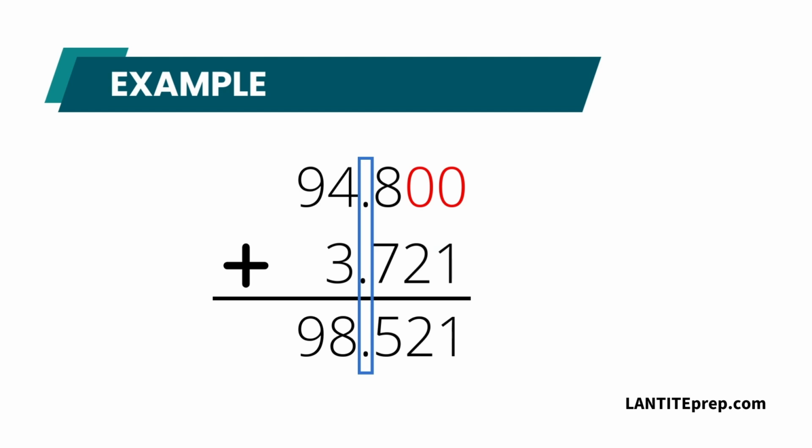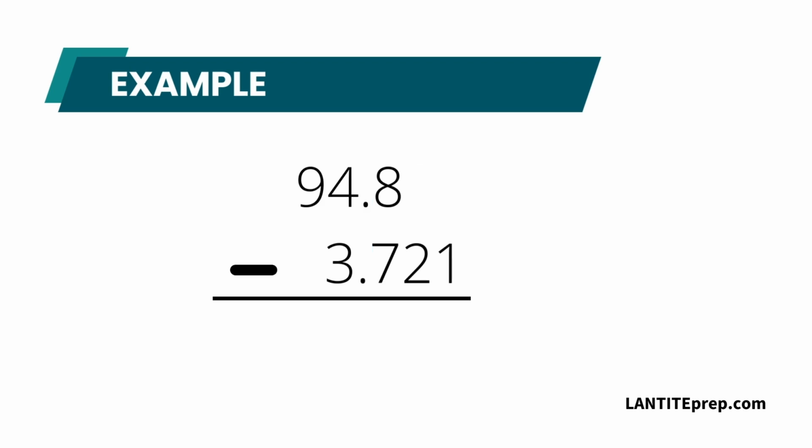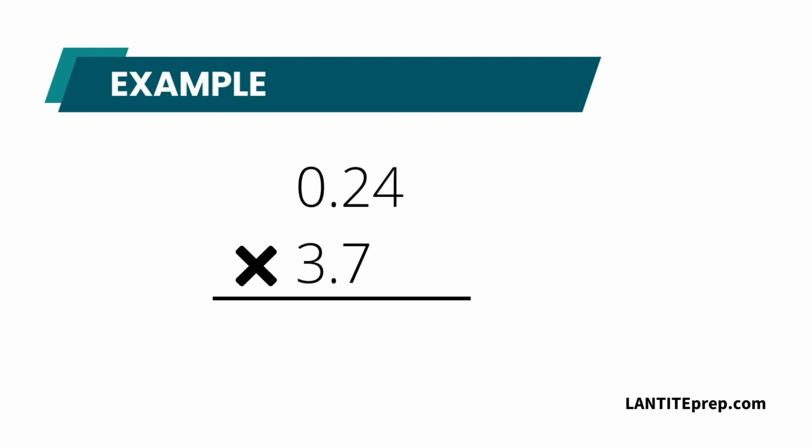Now, what happens if this problem was a subtraction problem instead? Pause the video here to solve this subtraction problem. Then come back when you're ready to check the solution. Great. Now in this case, you'll probably want to again add the zeros in the missing place values. Then making sure that the decimals are still aligned, you'll subtract this problem just as you would if it were a whole number. Then we'll find our answer to be 91.079.